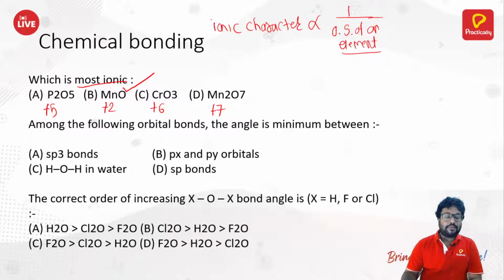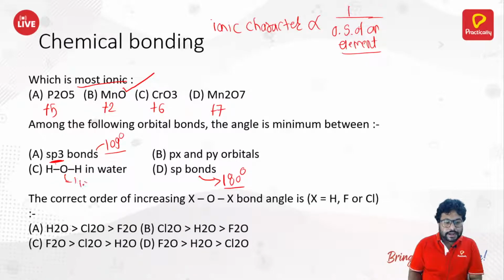Next, among the following orbital bonds, the angle is minimum between. Now we know that for sp3, bond angle is 109 degrees. For sp, bond angle is 180 degrees. For H-O-H, bond angle is 104 degrees. Now between Px and Py, what is the bond angle?